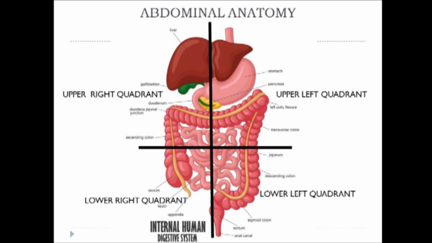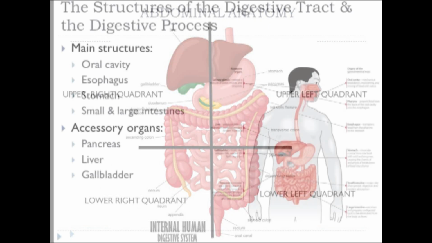Finally, we can take a look at the lower right quadrant. In the lower right quadrant, we see the first half of the ascending colon. We see the cecum, and we also see the appendix.